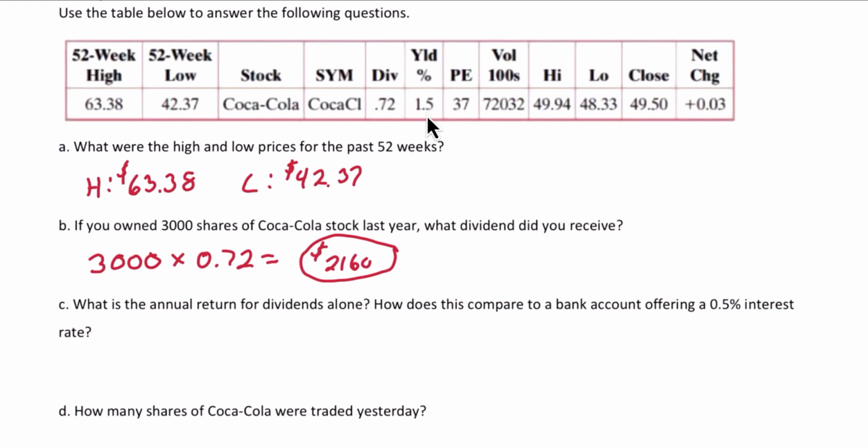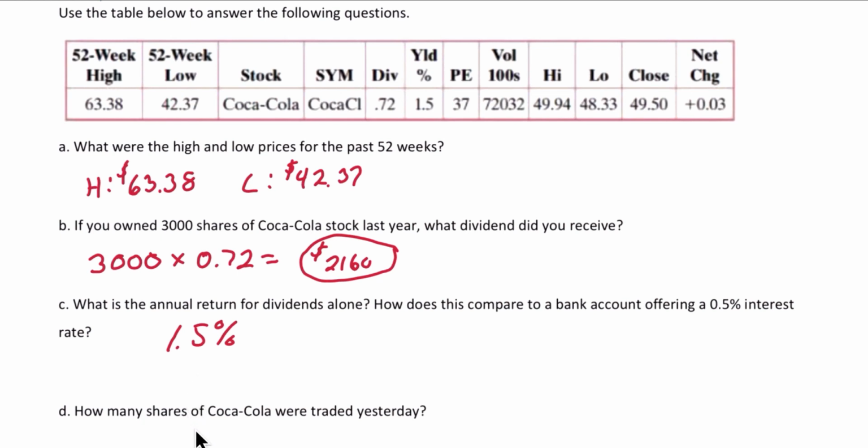What is the annual return for dividends alone? We can see that in the yield, that is 1.5%. And how does this compare to a bank offering 0.5%? In this example, the 1.5% is better than the bank. So you would make more off the stocks than a bank paying 0.5% interest.